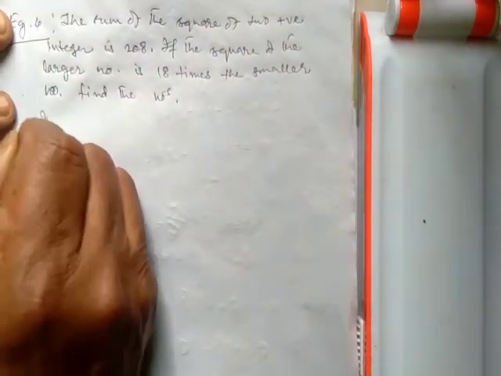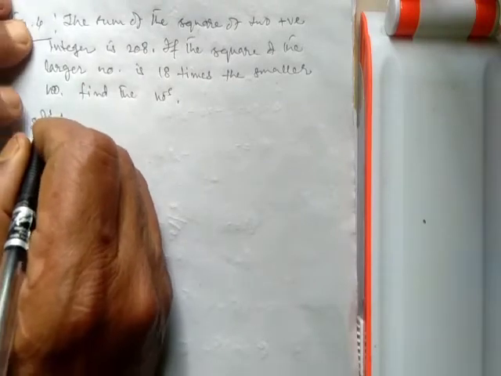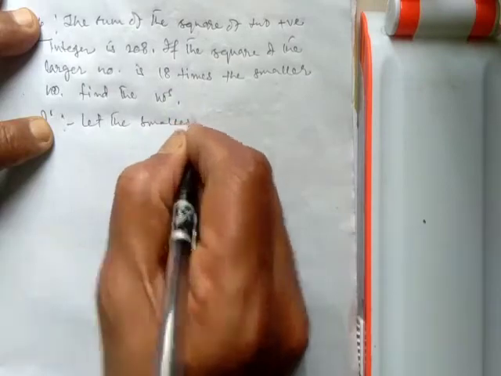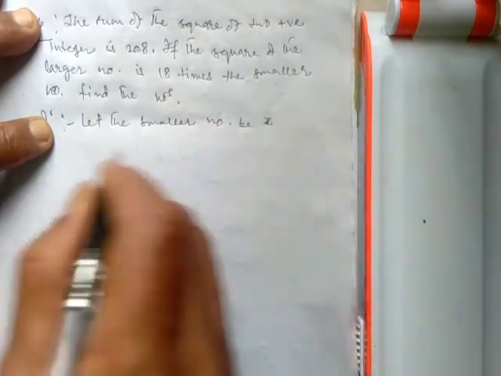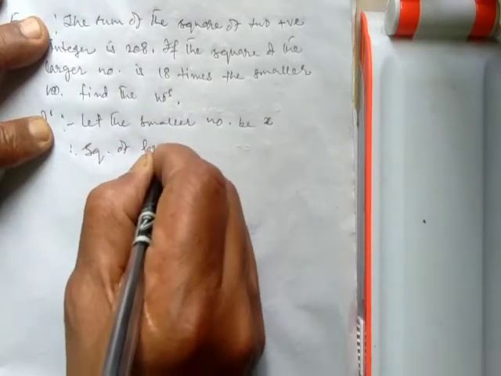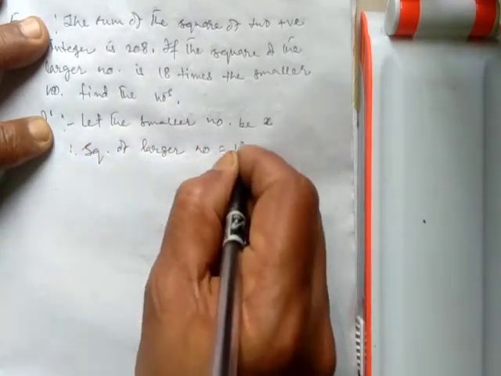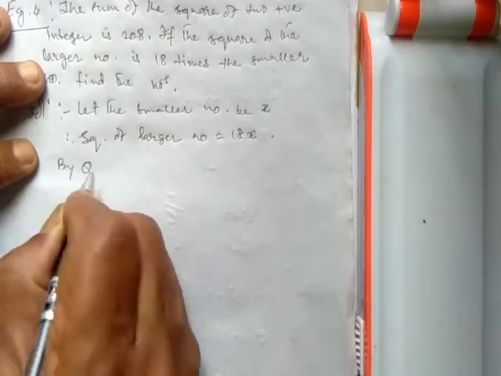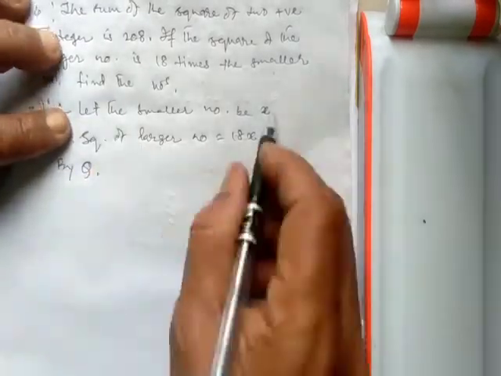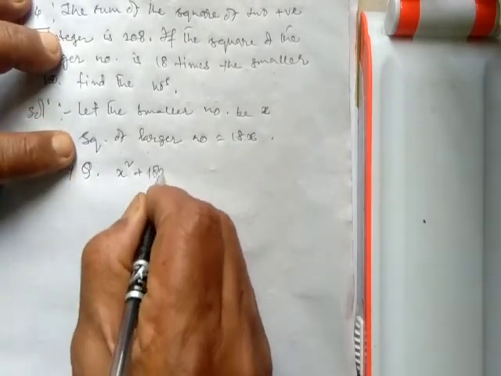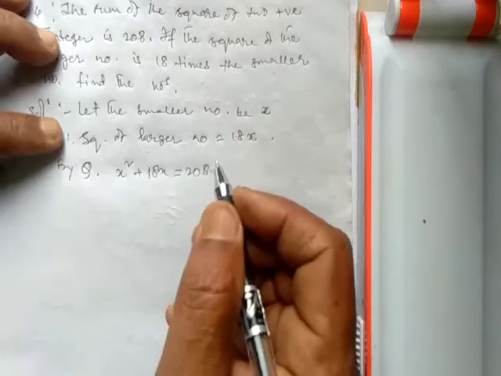Solution. Let the smaller number be x. Therefore, the square of the larger number is equal to 18x. The sum of the squares of two numbers, by the question: the smaller number squared is this much, plus the square of the larger number is this much, is equal to 208.